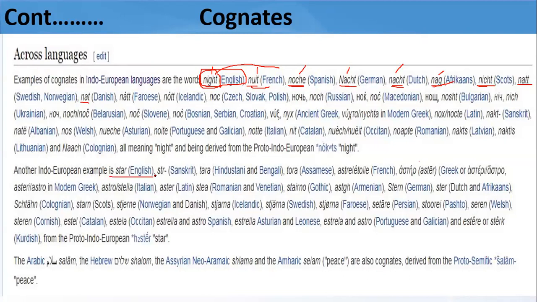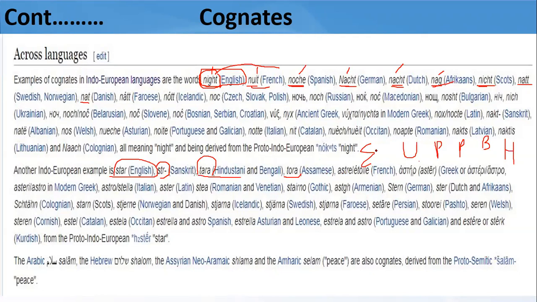We have the word star. In the English language, we have the word star. In Sanskrit, we have star. In Hindustani, Hindi, Bengali, and I think the same is the case with Punjabi as well, we have the word tara over there. Tara. Fine. This is another language. Here we have got tora. Fine. Let's talk about English. English. Fine. Urdu. Pashto. Punjabi. Bengali. And Hindi. Fine.